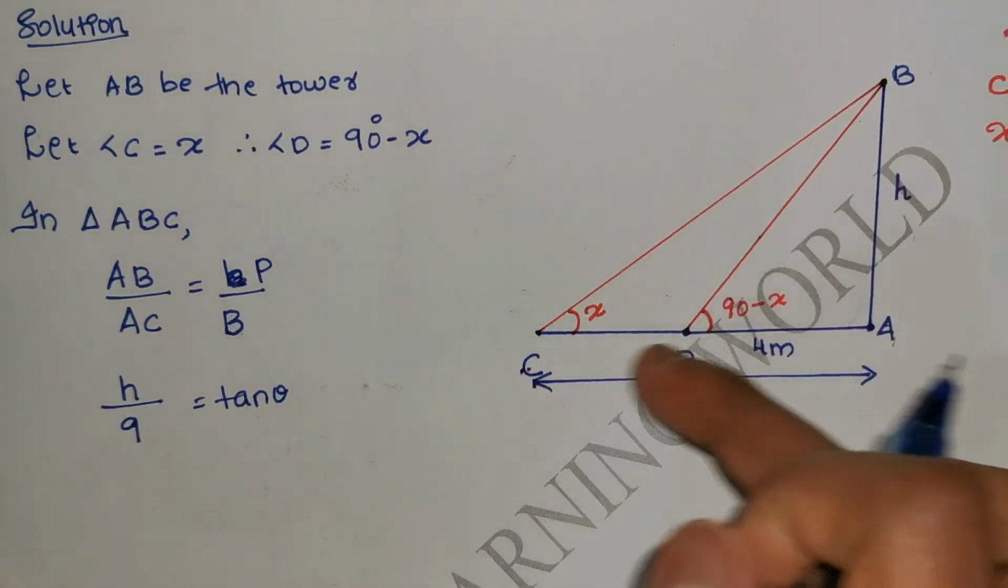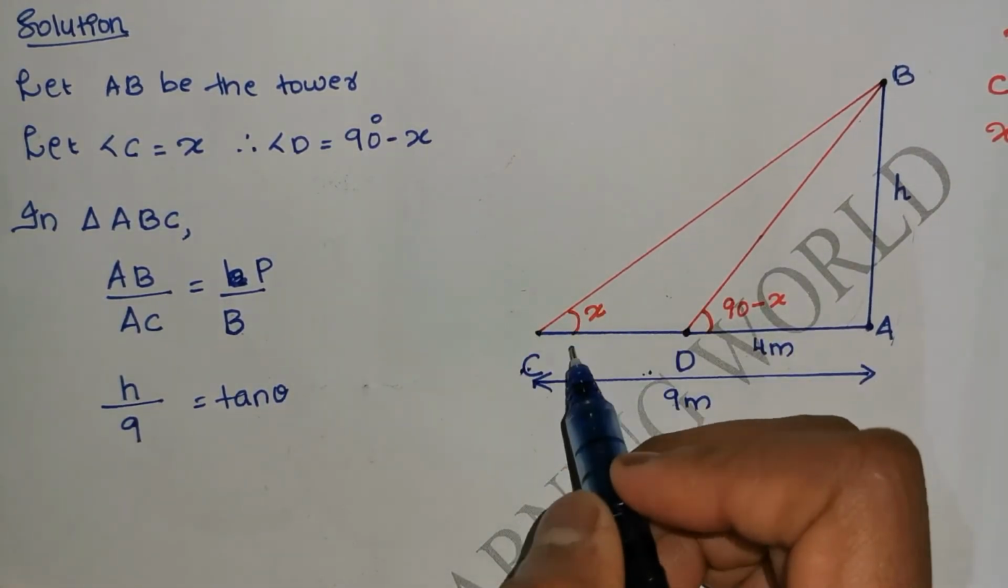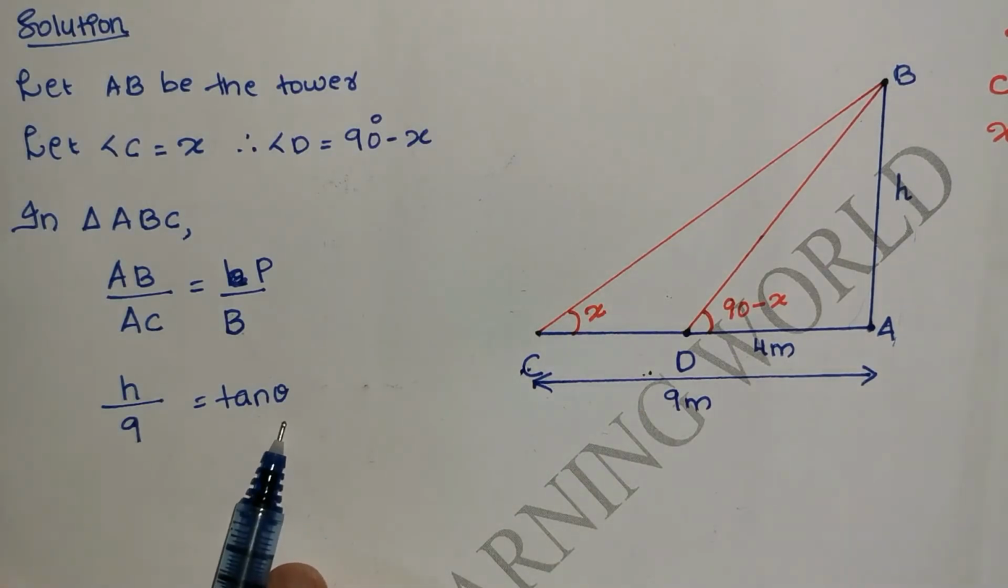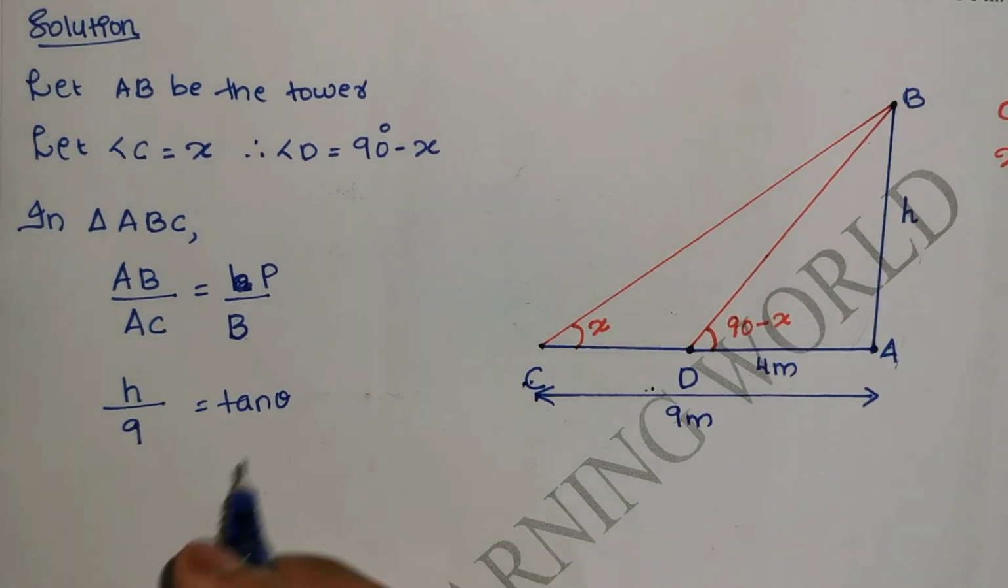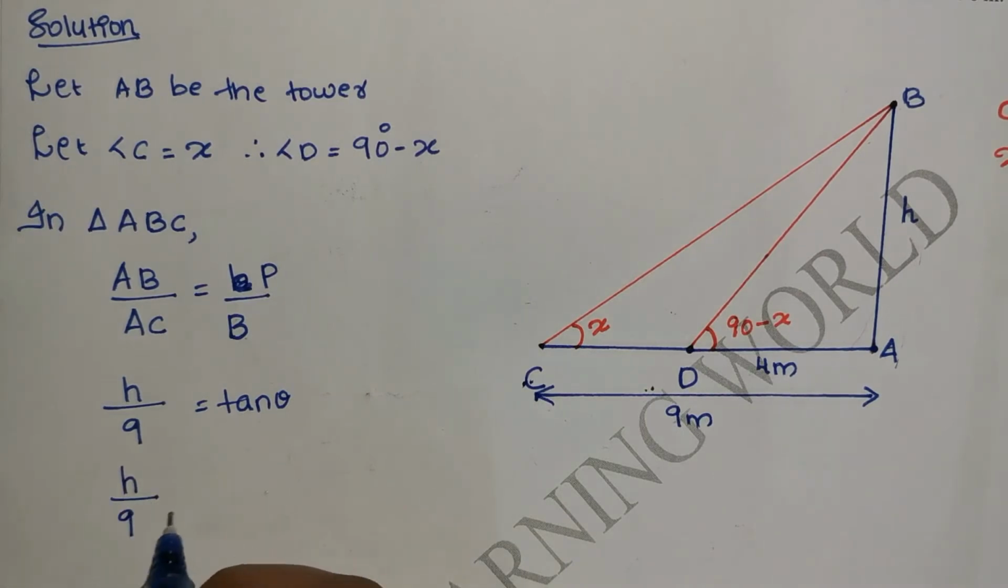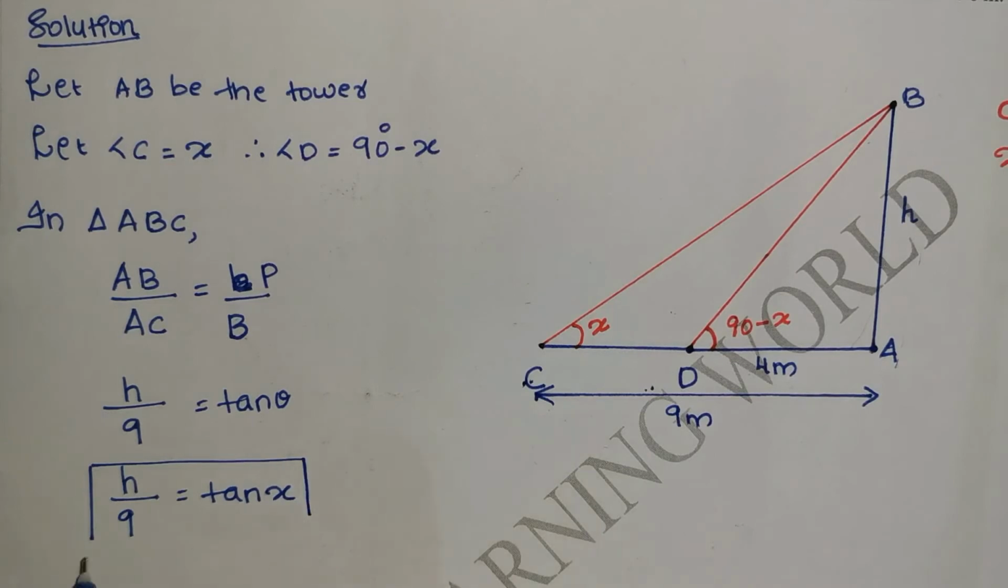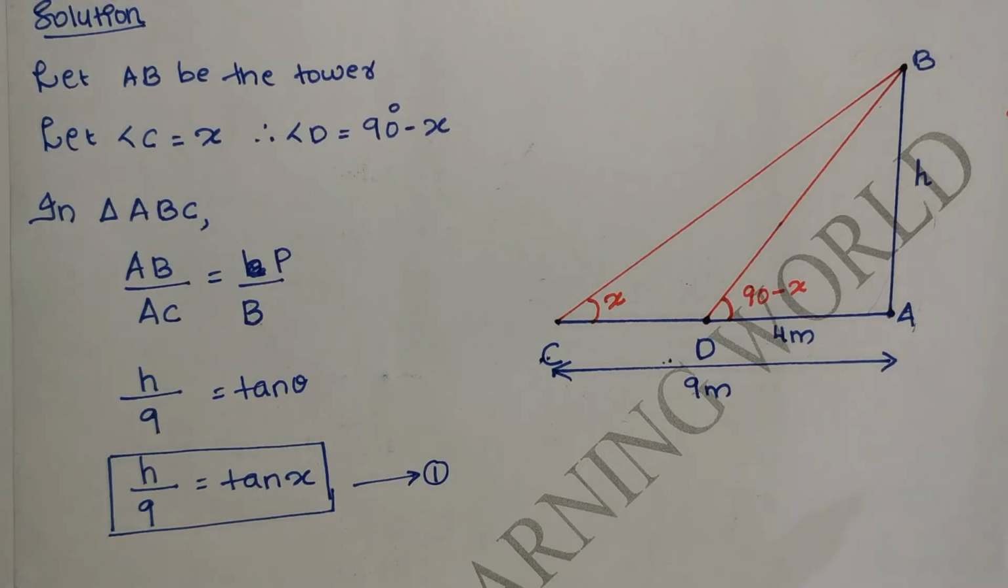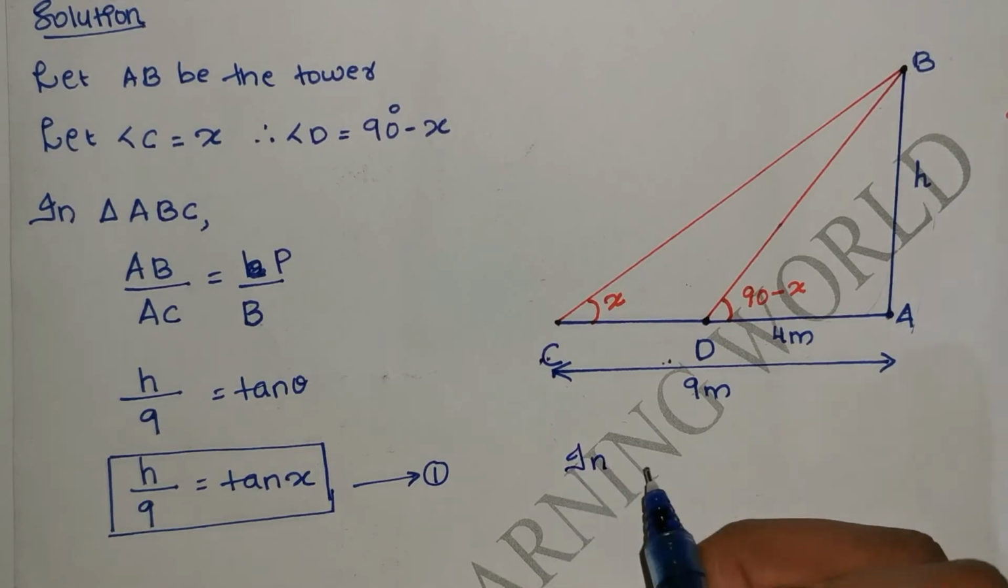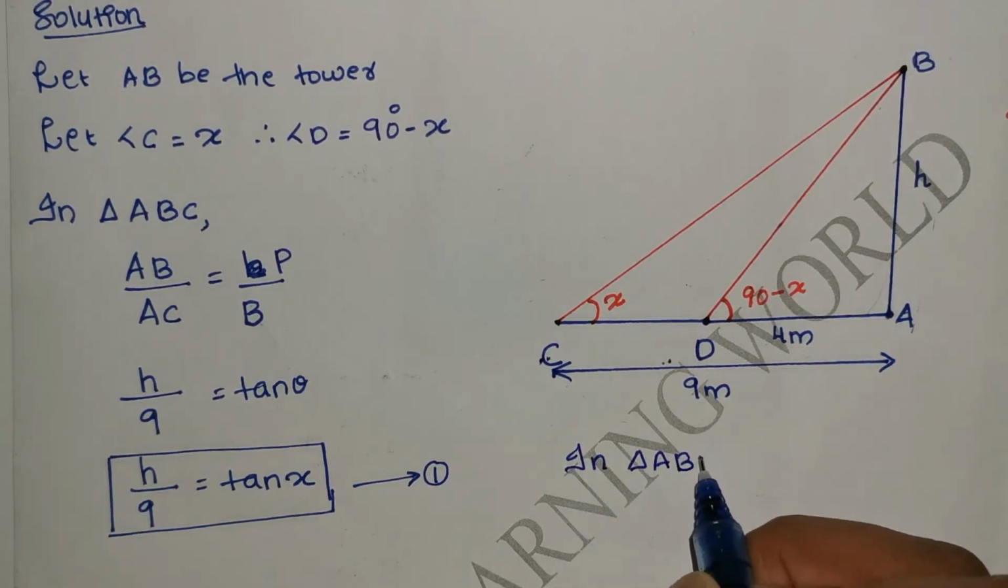Okay students, in this particular triangle, what is the angle? The angle is x, so instead of theta we write tan x. So H by 9 is equal to tan x. Let this be the first equation, equation number 1. Next, which triangle are we going to take? We can take this small triangle, triangle ABD.